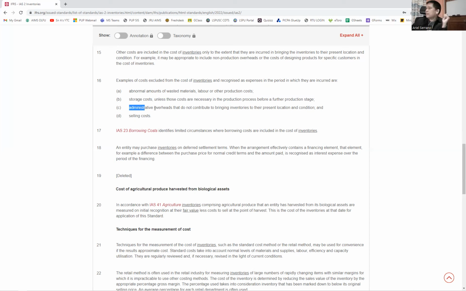Administrative overhead that do not contribute in bringing inventories to their present location and condition. Pasahod ng mga accountants, ng mga accounting staff. Pasahod ng CEO. Okay, syempre, hindi naman yan related sa production. Period cost po yan. And even selling cost. O kaya nga, selling and administrative period cost sila. Okay?